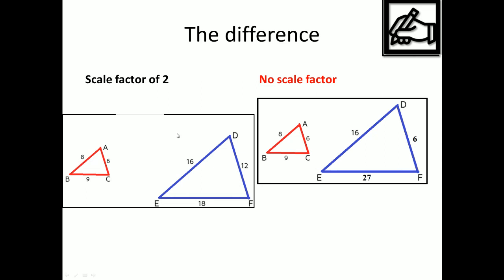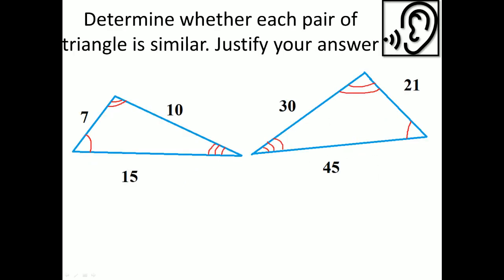Okay? Alright. So this shows what a scale factor of 2 looks like. So 8 times 2 is 16. 6 times 2 is 12. 9 times 2 is 18. Here has no scale factor. 8 times 2 is 16. 9 times 2 is not 27. 6 times 2 is 12, but it's still 6. So here we would say this is not a scale factor. So this is not similar. Alright, so this was the first homework problem.